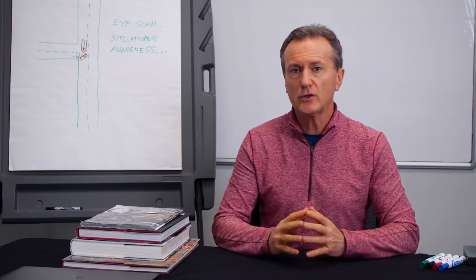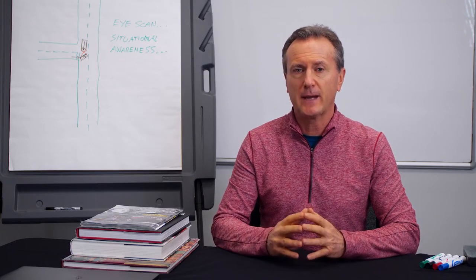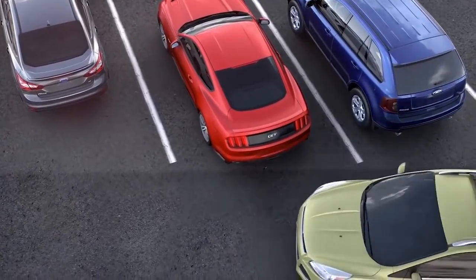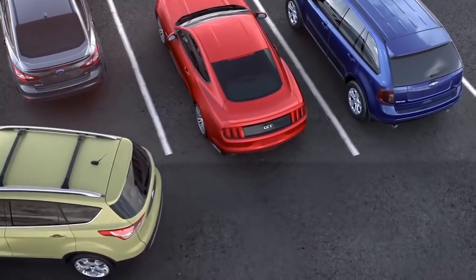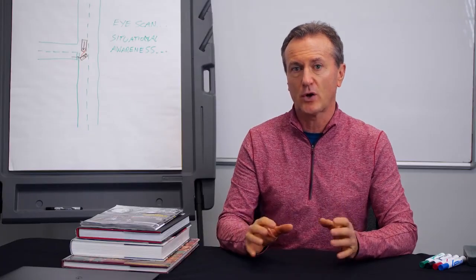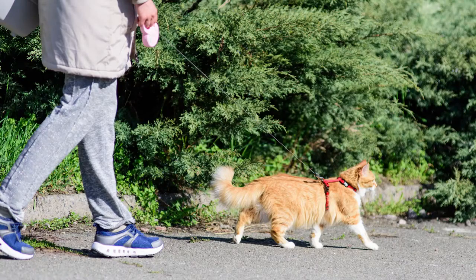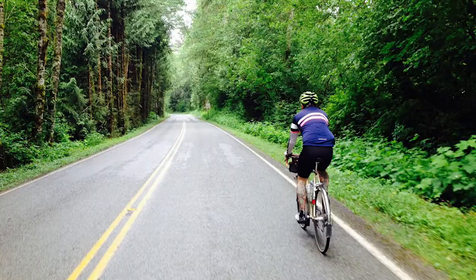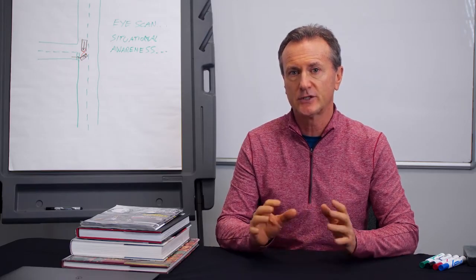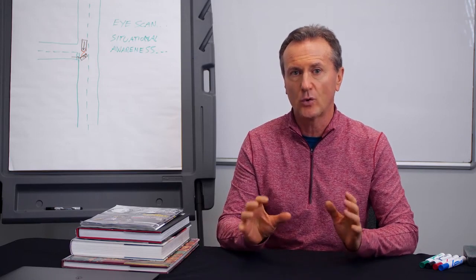A cross-traffic alert system adds onto the backup camera technology. It is designed to alert a driver to cross-traffic coming from the left or right during a reverse situation. Some rear cross-traffic alert systems are designed to detect or see pedestrians, cyclists, and even small children. It is always the driver's responsibility to know which system is in your vehicle.